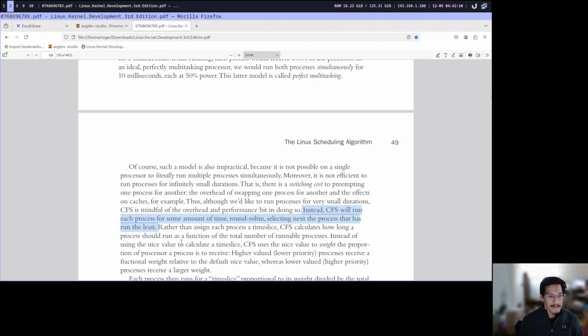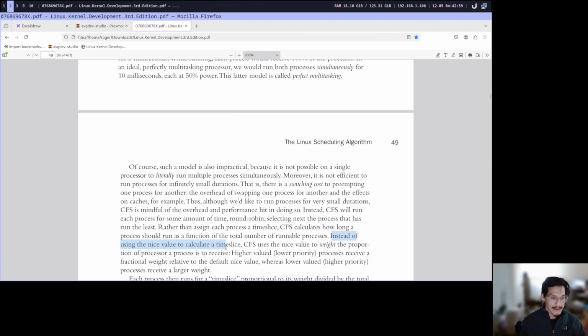Okay. Rather than assign each process a time slice, CFS calculates how long a process should run as a function of the total number of runnable processes. So no time slice. Processes don't get time slices. CFS calculates how long a process should run as a function of the total number of runnable processes. Okay, so there's no fixed time slice, but it's a dynamically calculated value. So the more processes you have, I think that's going to affect how things are going to be scheduled.